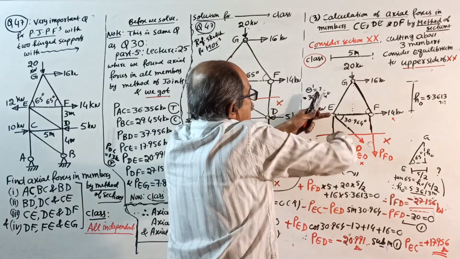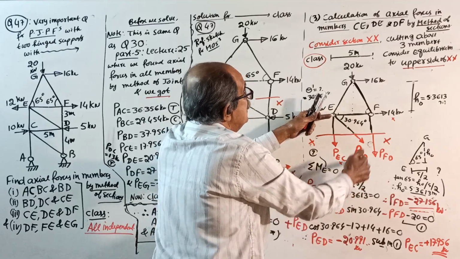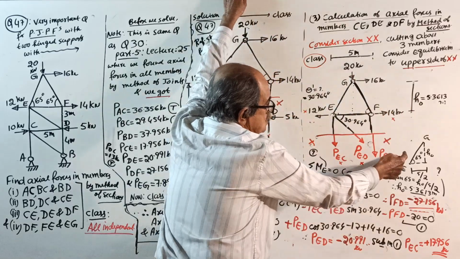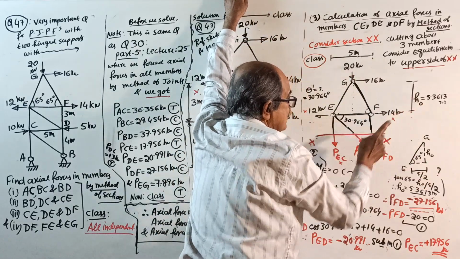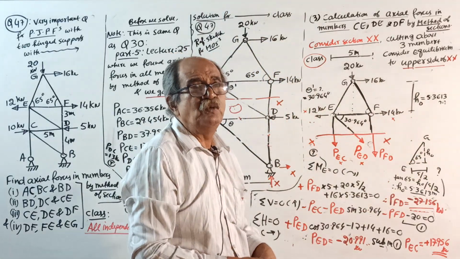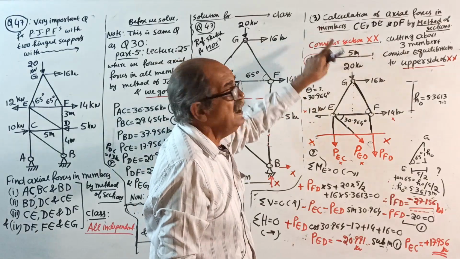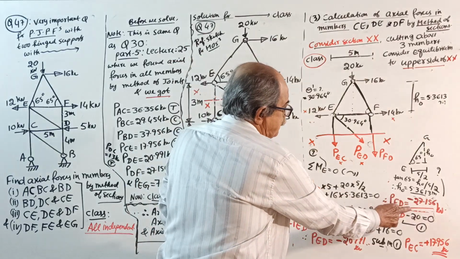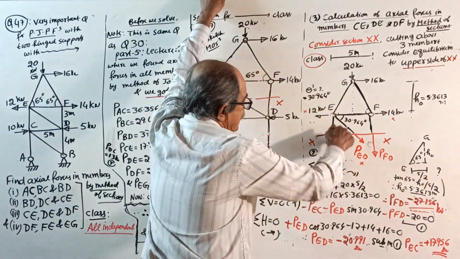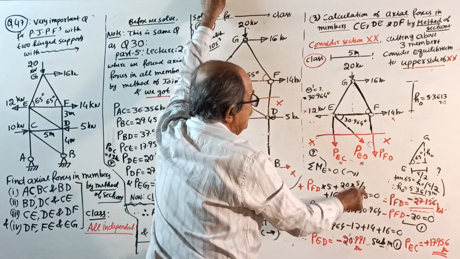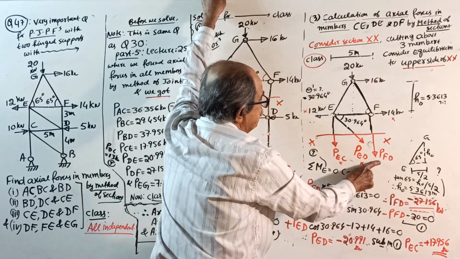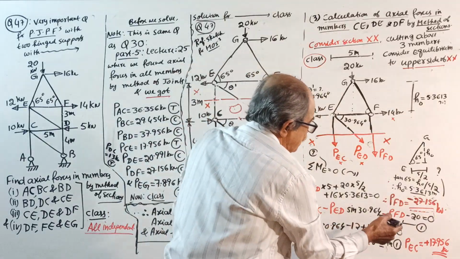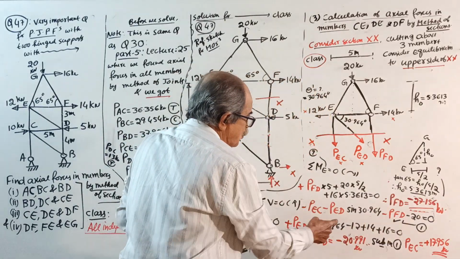Plus 20 into half of 5, plus 16 into only this height. That height is required, so show the calculation and get that height. Someone will tell, sir, already 2 times over. No. If you are doing question number 3, don't look at the previous 2 questions. New question. You get the value of PFD. Sigma V equals 0: minus PEC minus PED sine of this angle minus PFD sine of this angle minus 20 equals 0. By this time PFD is known, but 2 more unknowns are there.